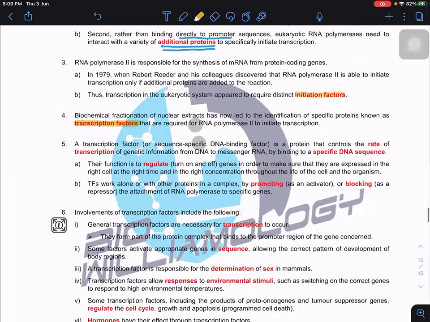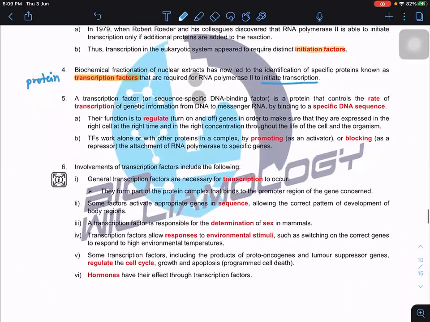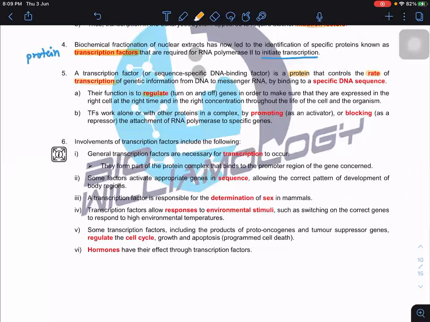So what is a transcription factor? Basically, they are proteins. They work together with the RNA polymerase so that the transcription process can be initiated. A transcription factor is a protein that controls the rate of transcription. This means the transcription factor can increase the expression, or it can decrease the expression. Their function is to regulate a particular gene, in order to make sure it is expressed in the right cells at the right times.